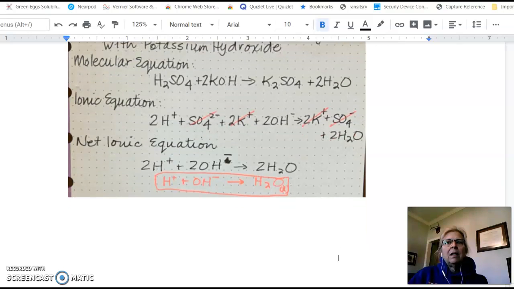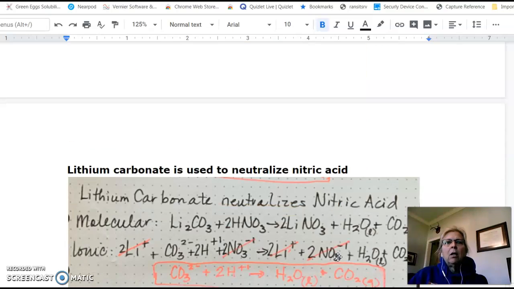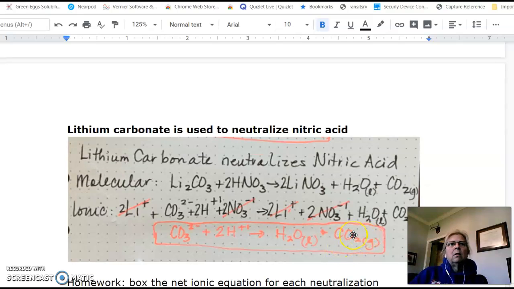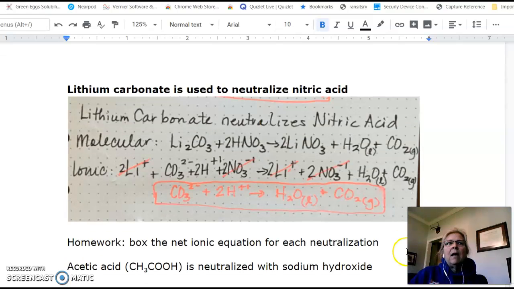Okay, so let's go look at an example that contains a carbonate reaction. And so here we have lithium carbonate neutralizes nitric acid, and the molecular formula comes out as Li2CO3 because Li is 1 plus and CO3 is 2 minus. And then we have Li2CO3 plus 2 HNO3 yields 2 LiNO3. And once again, in LiNO3, Li is 1 plus, NO3 is 1 minus. Discussing our charges, we end up with LiNO3 plus some water and some carbon dioxide.